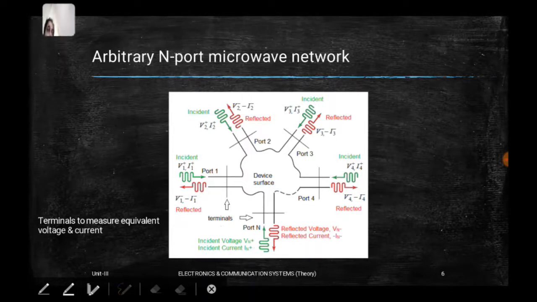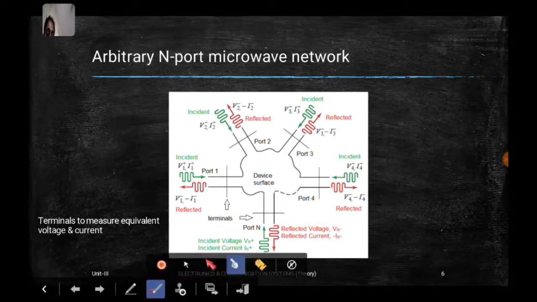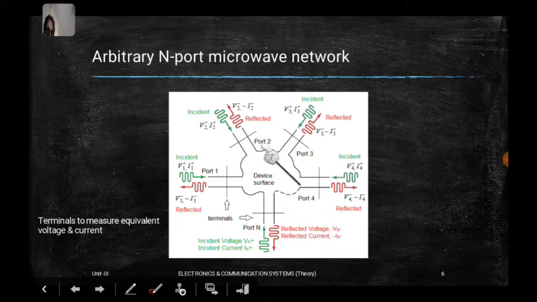Only the change is the direction of the current. We always take the current as flowing in one direction, left to right. So when the voltage or current is reflected back, it has the opposite sign, which you have to keep in mind. Similarly, you can see that port 2 is also similar, with incident and reflected. Here also there is incident and reflected. Similarly for port n, there is incident and reflected.